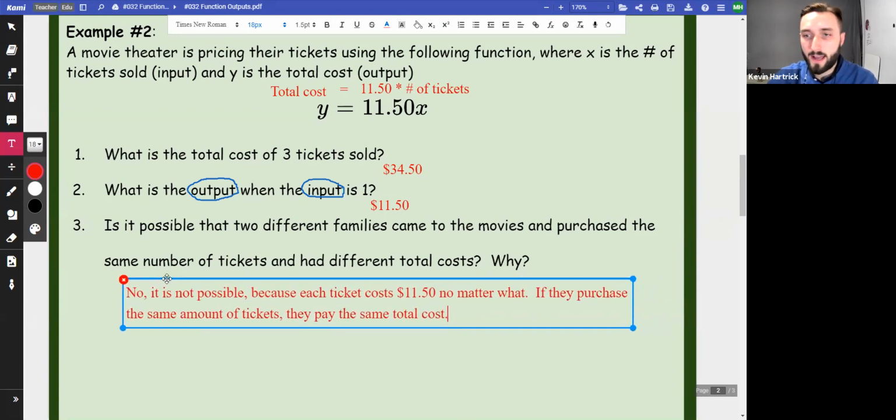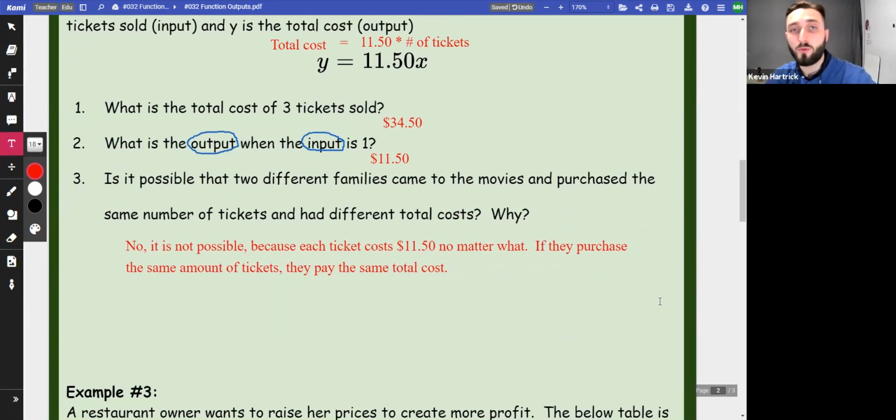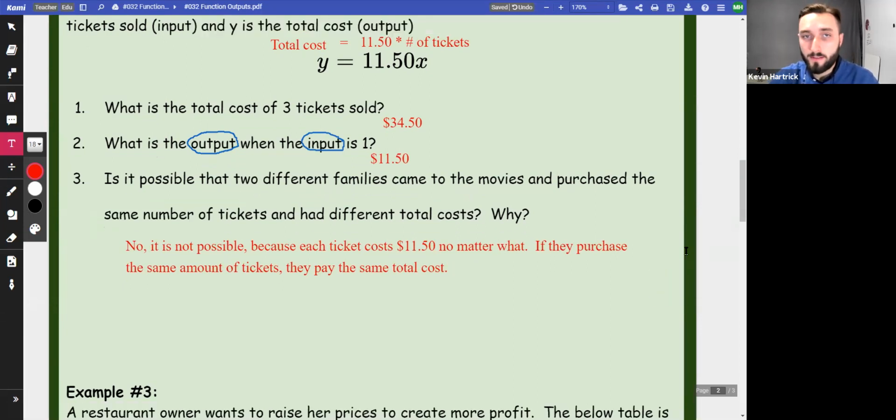And you're going to see that with a lot of functions, with all functions actually. Each input has a unique output. So no matter what input you put in, no matter what x value you put in, you should have only one possible y value. In this case, a person shouldn't come in and try to buy 3 tickets and have to pay $34.50, and then another person come in and buy 3 tickets and only have to pay $30. That's not how it works. If you're buying 3 tickets, you have to pay $34.50. Okay, that's how functions work, and that's how this situation works.